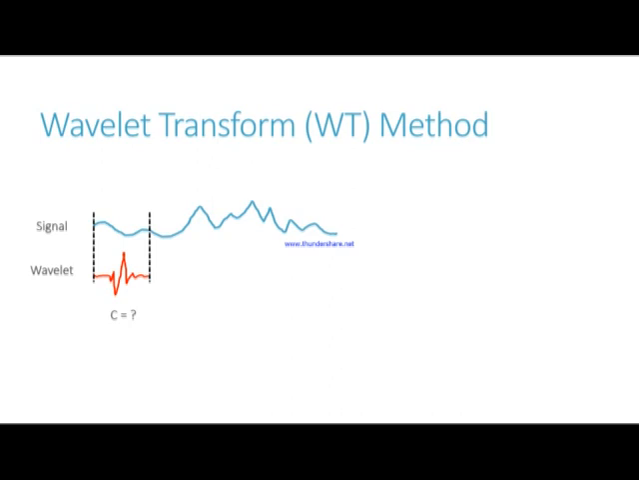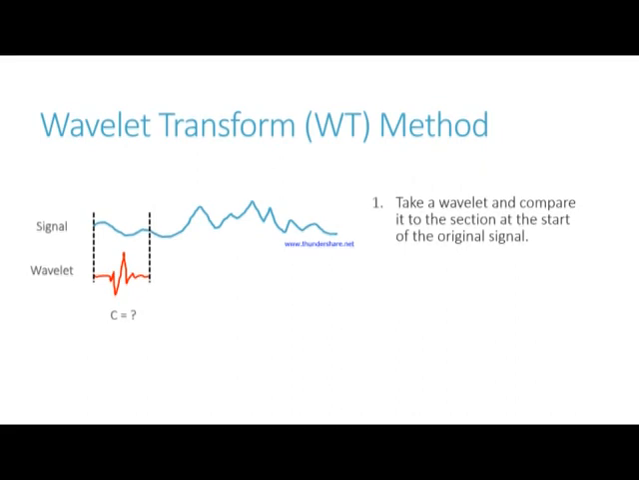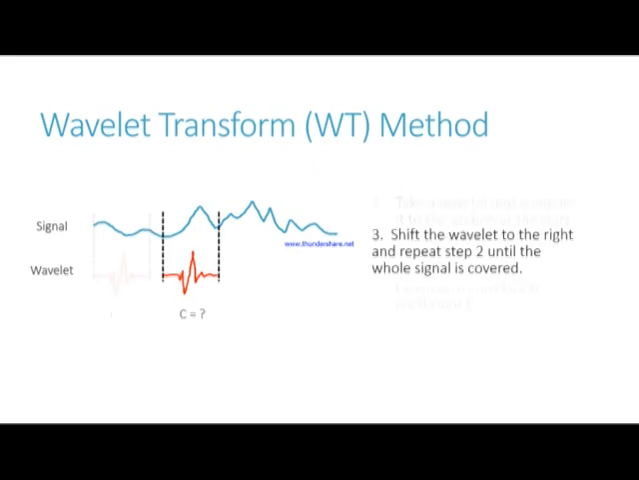So the general procedure starts with taking the wavelet and comparing it to the section at the start of the original signal. Then calculate a correlation coefficient C, which I'm going to describe in a few moments. The width of the window is technically called the support of the window. Then shift the wavelet to the right and repeat the step until the whole signal is covered, and so on.